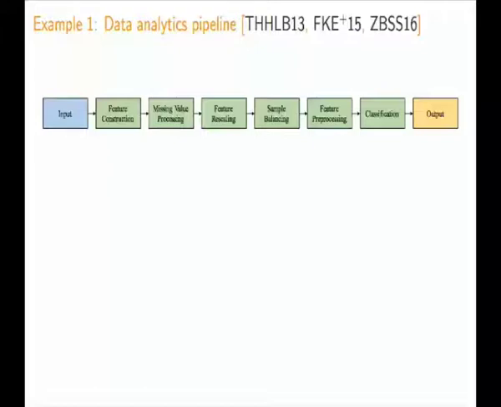The first example is a data analytics pipeline, which is essentially any machine learning application. We have some input data, some feature extraction, maybe some processing of imputing missing values, some other pre-processing of the data, some classification model, some machine learning model, and then a prediction that is made. So you have a sequence of blocks in this pipeline, and typically all of them have some hyperparameters that need to be tuned or are set to default values, and potentially have an impact on the performance.